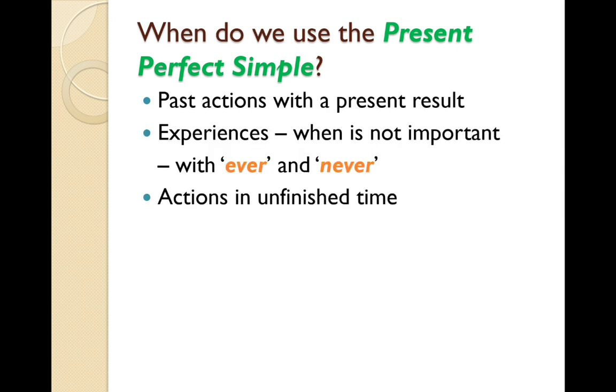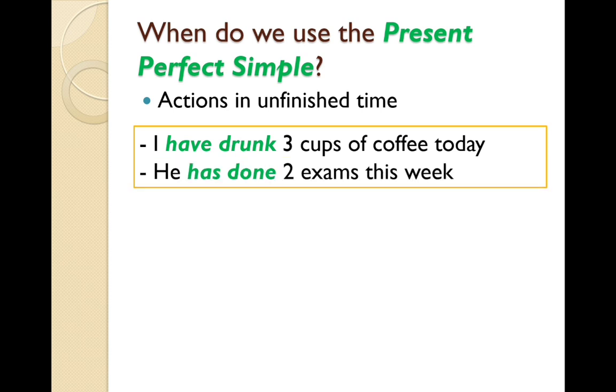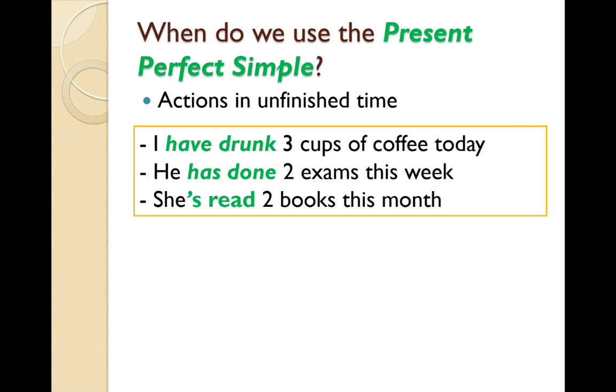We also use the present perfect simple for actions in unfinished time. I have drunk 3 cups of coffee today. It's still today. Today has not finished. He has done 2 exams this week. She's read 2 books this month.